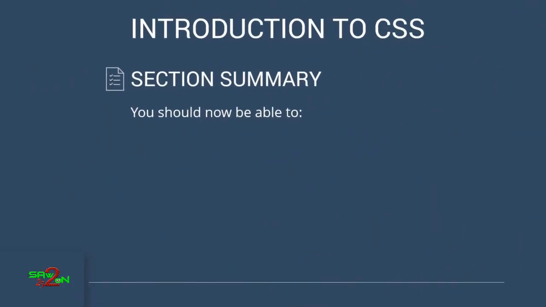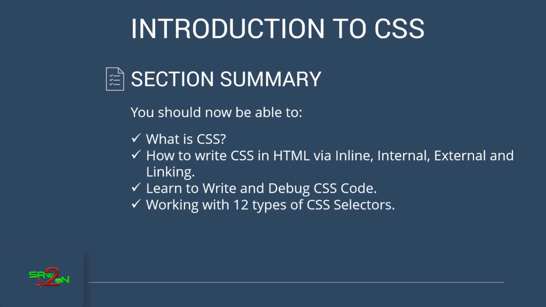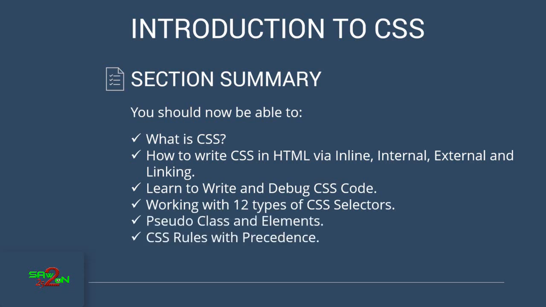Welcome to the section summary. By now you should be able to understand what CSS is. You should know how to write CSS in an HTML file via inline, internal, external, and linking. You should also understand how to write and debug CSS. You should know how to create CSS selectors in different ways, and what pseudo classes and elements are. Then you should understand what CSS rules are and which has the higher precedence. Then you should know how to add colors and text to your website. Alright, so that's all we have learned in this section. Let's move on to the next section now.